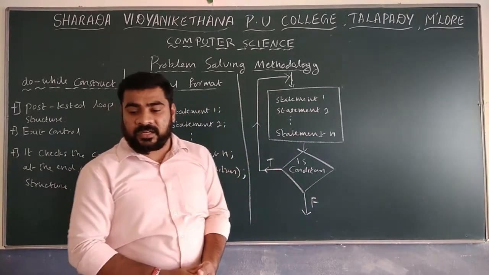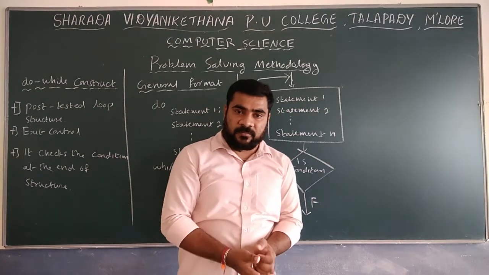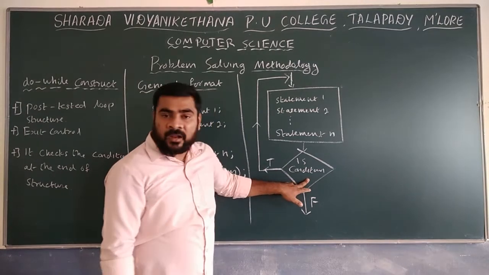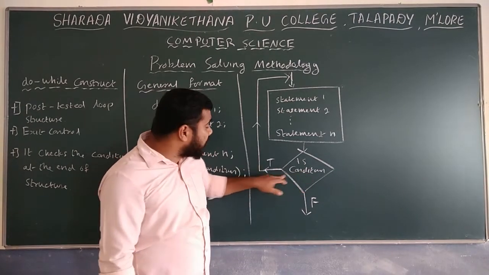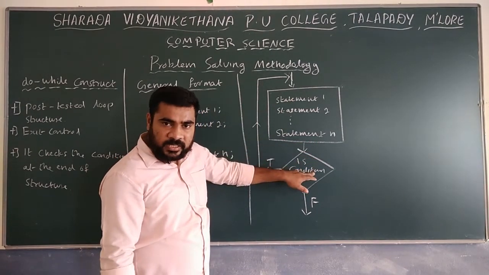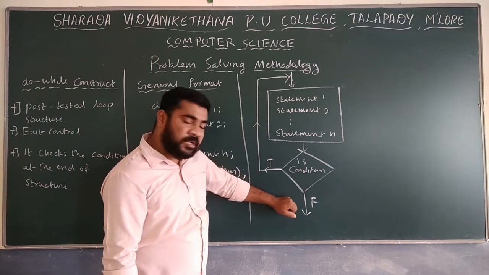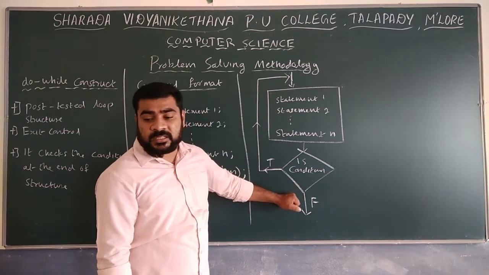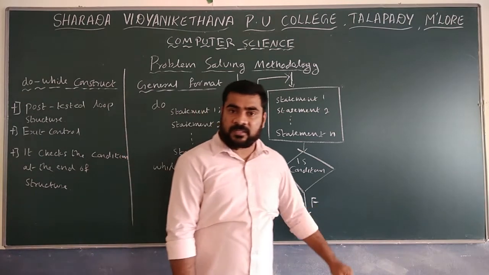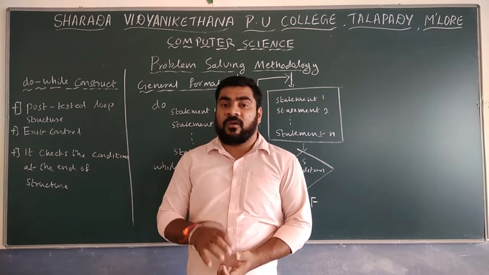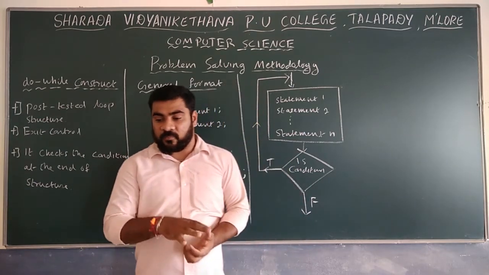After executing the statements, once again the condition will be tested. If the condition is true, the statements are executed again. Like that, it will be repeated until the test condition becomes false. Whenever the condition becomes false, the control will move out from the looping structure.